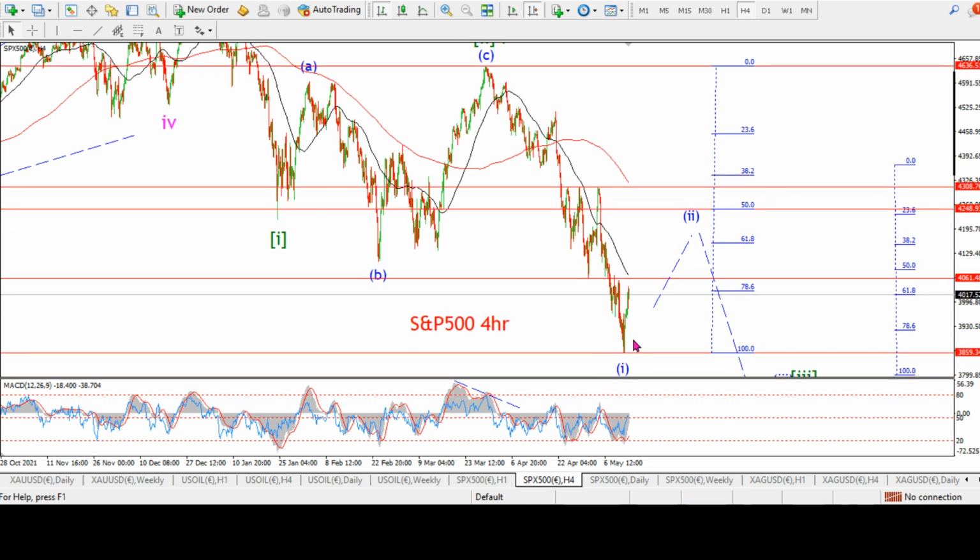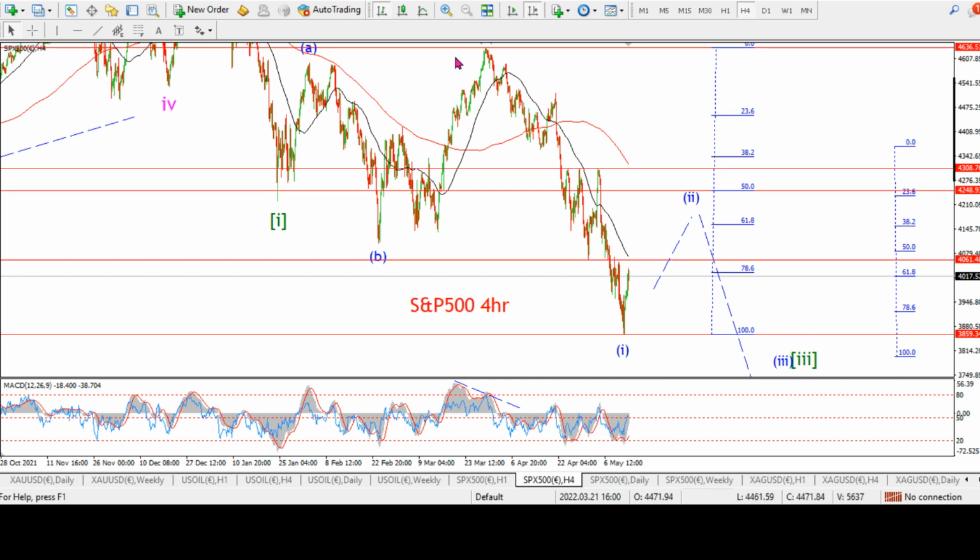This is either wave 3 or this is wave 1 of 3. So at the moment, I'm working with the idea that this is wave 1 of wave 3, and we've got 5 waves internally there. We've got wave 1, 2, 3, 4, and 5. We've got a nice reversal rally off that low.